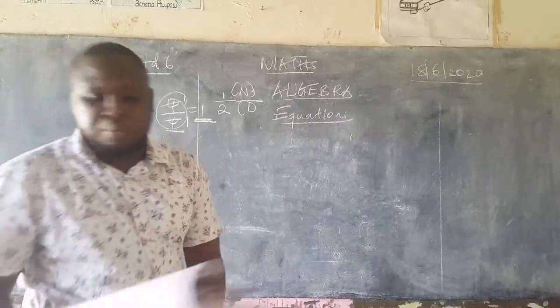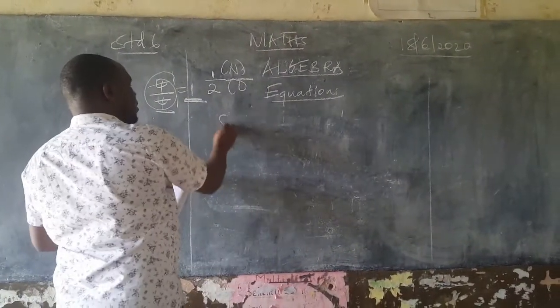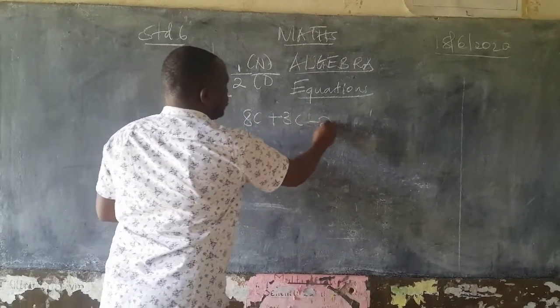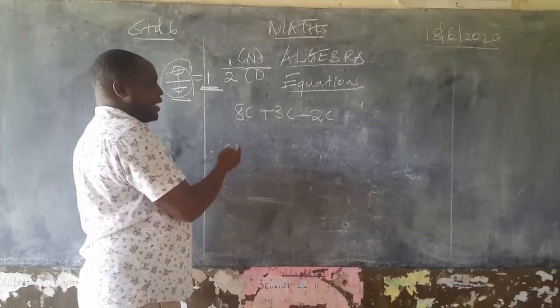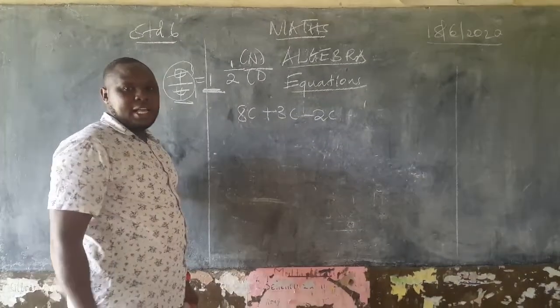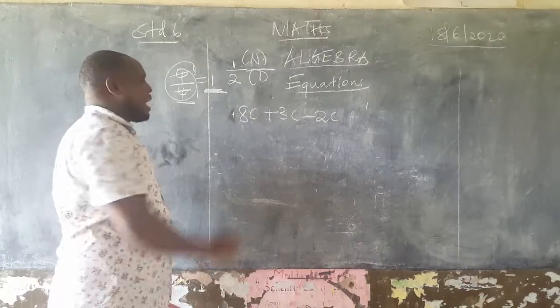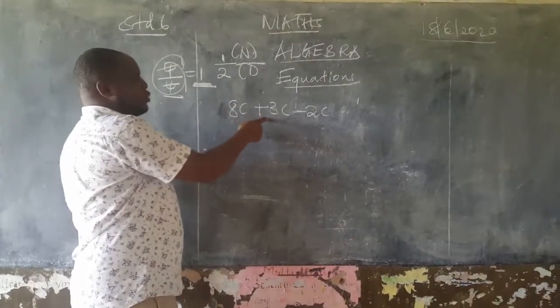Our next example will be 8c plus 3c minus 2c. We want to simplify that. You realize that I told you if a number is written from the beginning here, that number has a positive sign. So its sign there is plus, so we don't write it. So here is plus, this is plus.